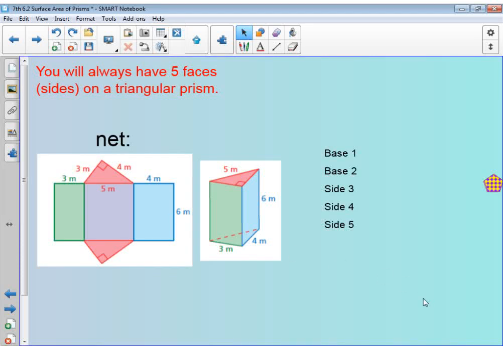Okay, this is actually part 2 of 7th grade 6.2. Today we're going to be working with triangular prisms. So I chose to split this out into 2 different pieces.